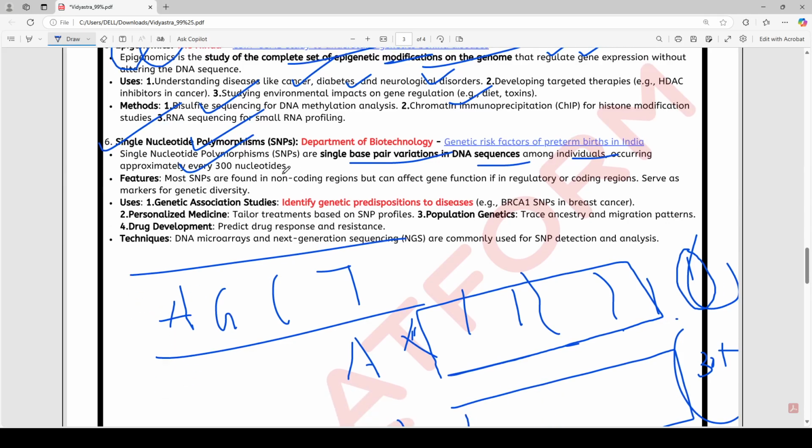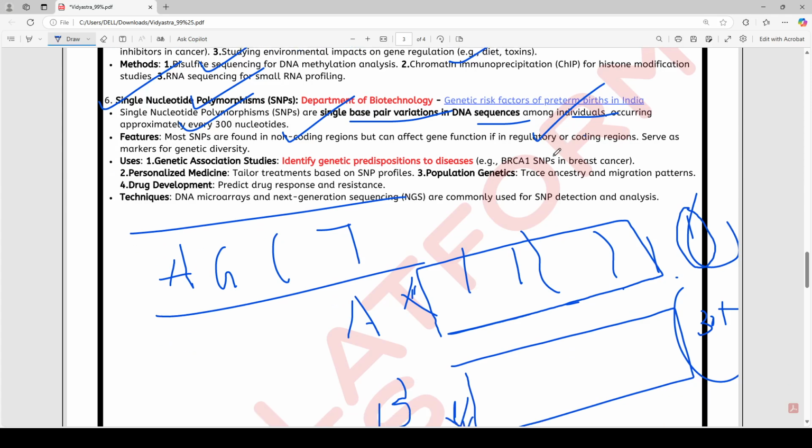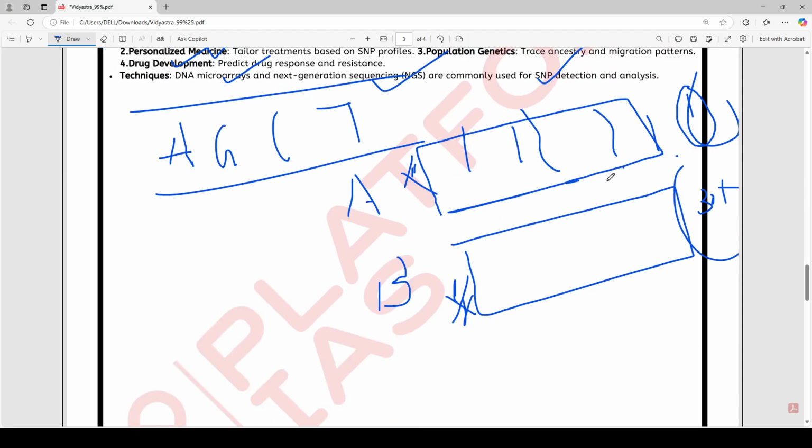Most SNPs are found in non-coding regions, but they have a profound impact on the regulation of the coding regions. Okay. So why is it important? Again, if you have to create personalized medicines for some person, you will have to understand their own genes for drug development and all those things. DNA microarrays, next generation sequencing, all these are methods, you can just learn them.